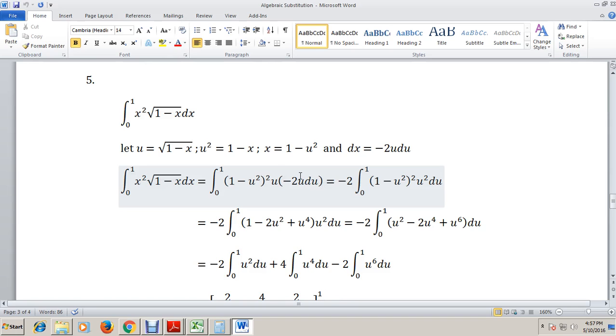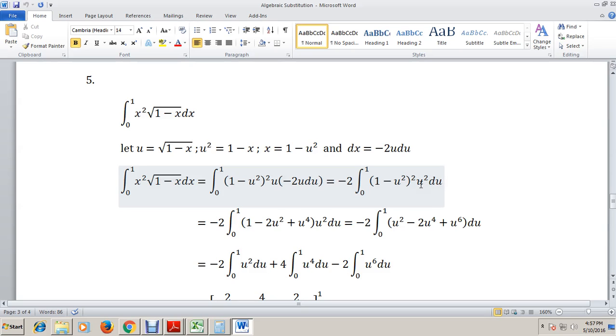Okay, so we are left with this form of the integrand. Notice that we have negative 2 here. This is a constant, so we can place that outside the integral. So this becomes 1 minus u squared square. Of course, we have u times u. U times u becomes u squared du.